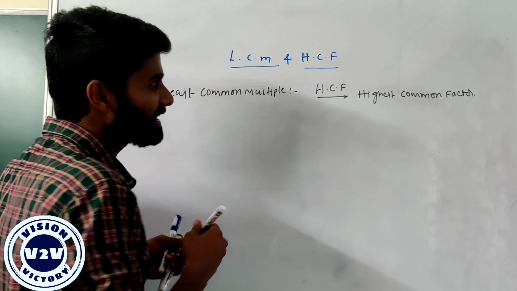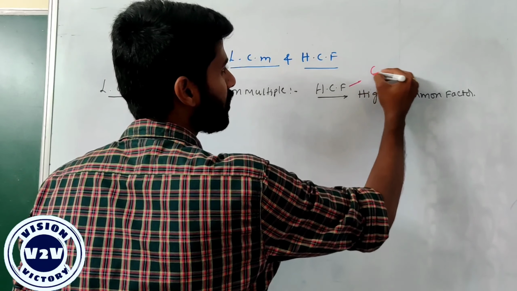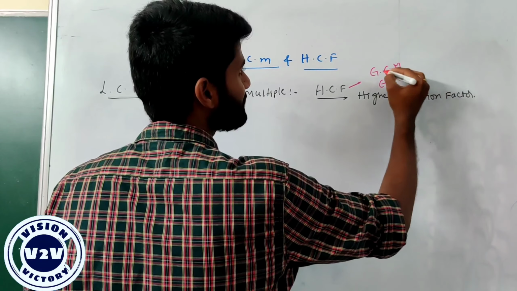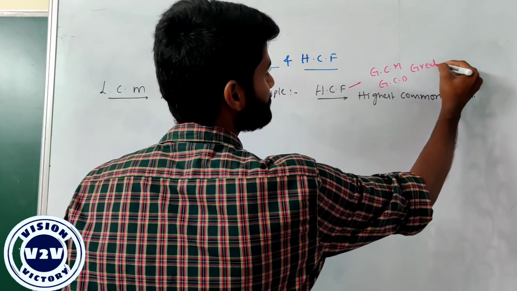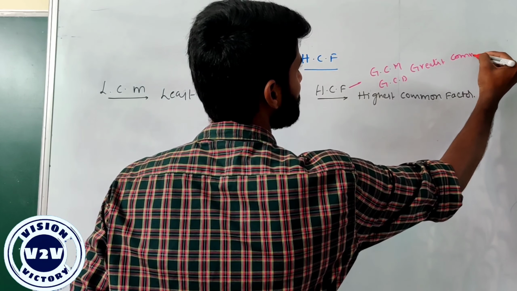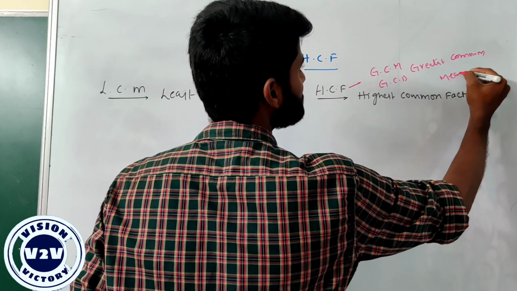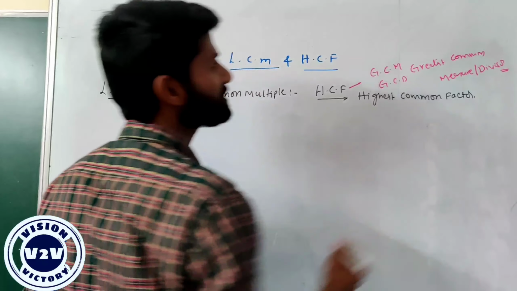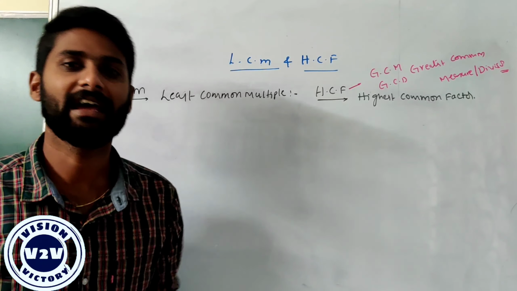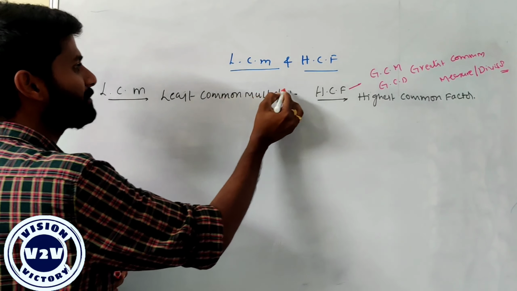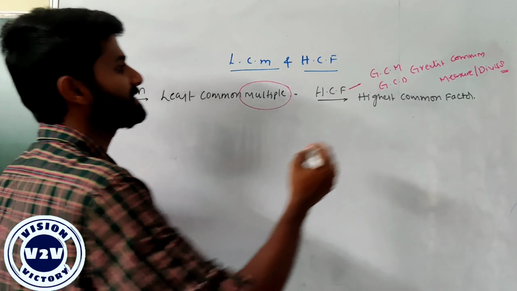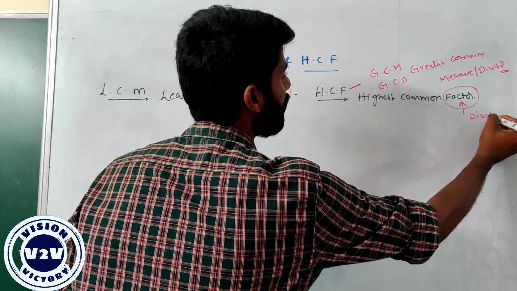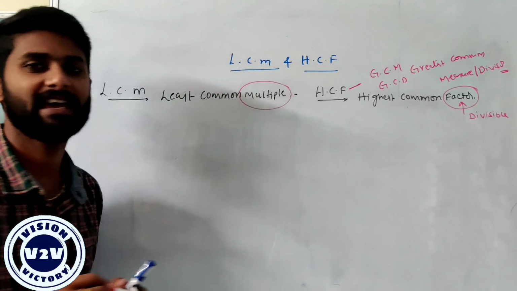See, the other name of HCF. HCF is also called GCM or GCD. It means greatest common measure or divisor. So greatest common divisor or greatest common measure is also another form of HCF. Okay, first see, LCM deals with the multiples of a number. HCF deals with the factors. Factors means the divisors of given numbers, which is HCF.